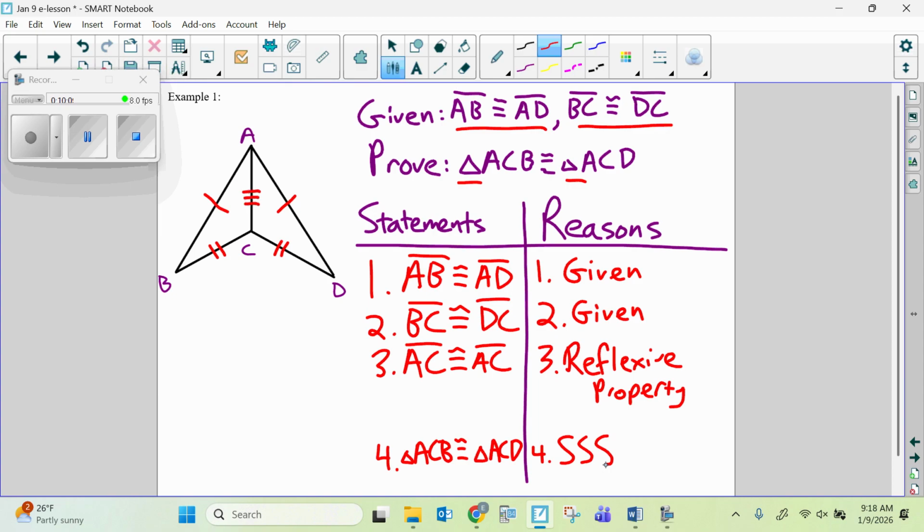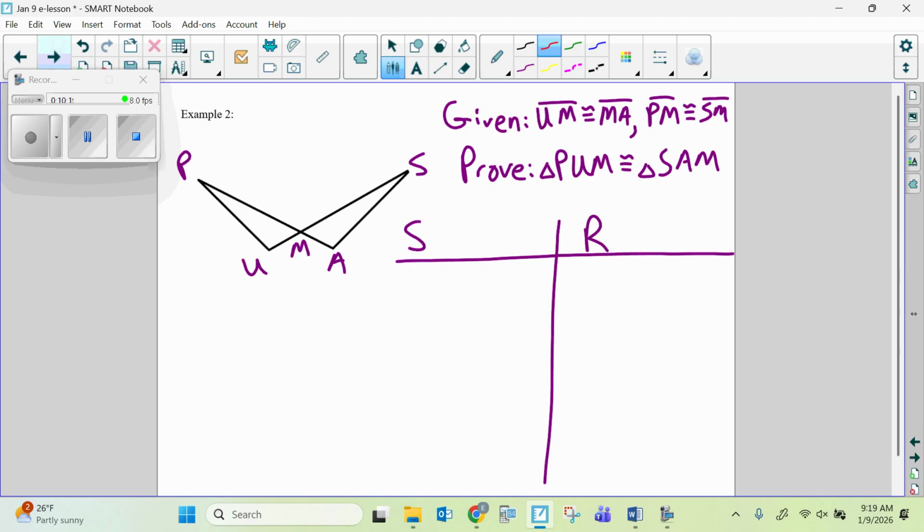You can pause the video here to get those notes finished up, and then I'm going to move on to example 2. Okay, here's example 2. Again, you can pause the video quick here to sketch this triangle, write down your given, write down what I'm asking you to prove. This time I abbreviated statements and reasons, just S and R, but that's what the S and the R stand for.